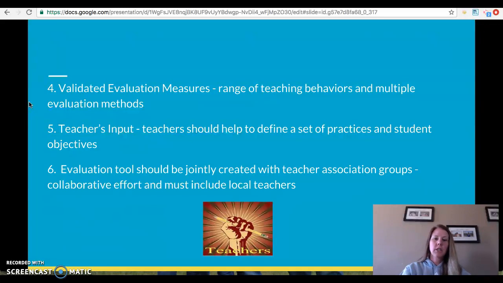Five, teacher input. The teacher should help to define a set of practices and student objectives, and define where they want to go along in their teaching career. Number six, the evaluation tool should be jointly created with teacher association groups. Collaborative efforts must include the local teachers as well.